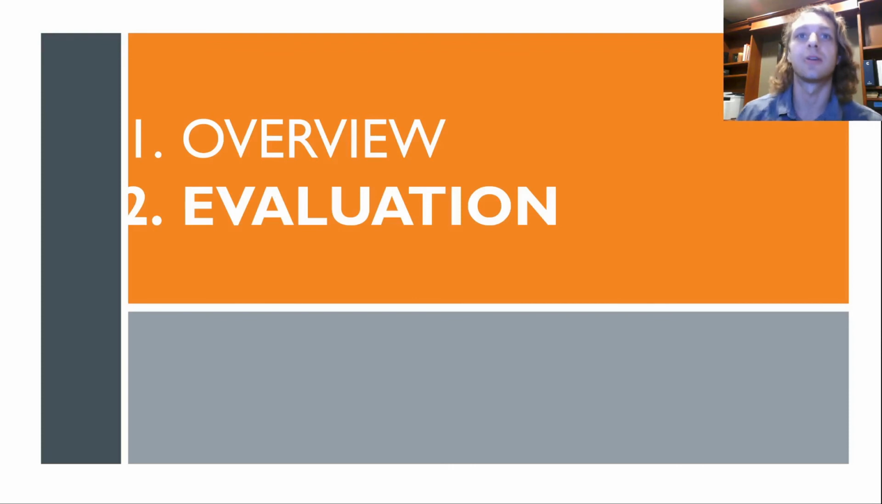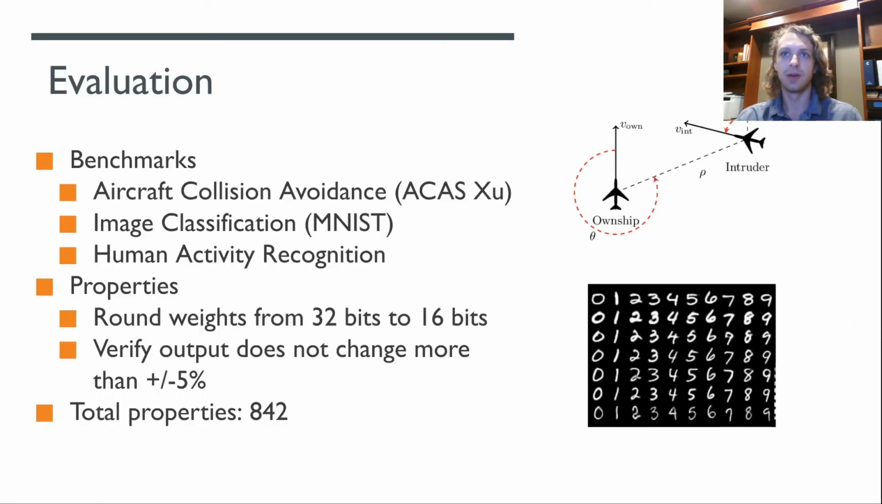Okay, so now let's look at our evaluation. We evaluated ReluDiff on 3 popular machine learning benchmarks in the literature. The first is the ACAS Xu family of neural networks for aircraft collision avoidance. For the other 2, we trained neural networks on the MNIST dataset for image classification and the human activity recognition dataset from UCI. For all of these properties that we considered, we took the original networks that we trained and rounded their weights from 32 bits to 16 bits. And then we chose an epsilon that would verify that the output does not change by more than plus or minus 5%. In total, we created 842 properties.